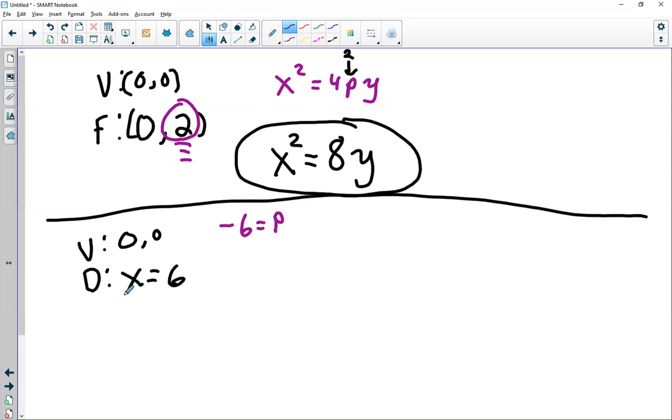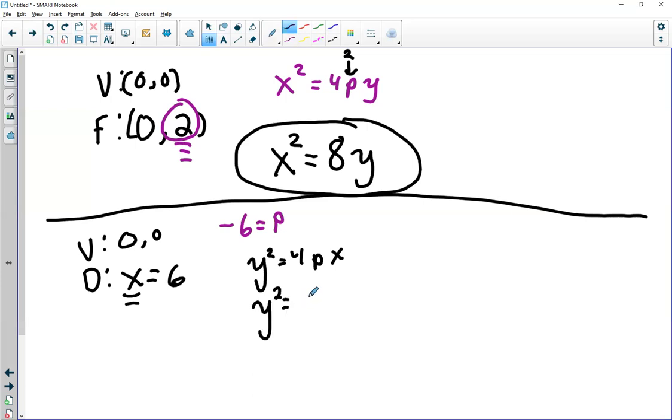Since the x is here, we know it's going to be y squared equals 4px, because x is being affected. I don't know why I said 2. It only uses 4 and 6 together, and that's 24. Negative 24, that's what I said the first time.